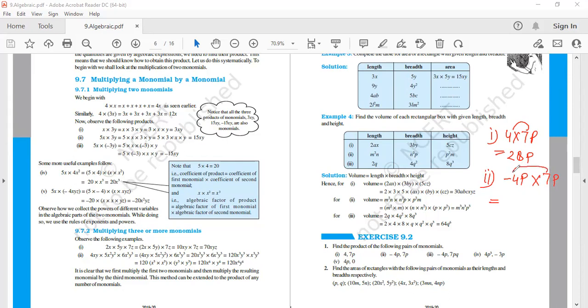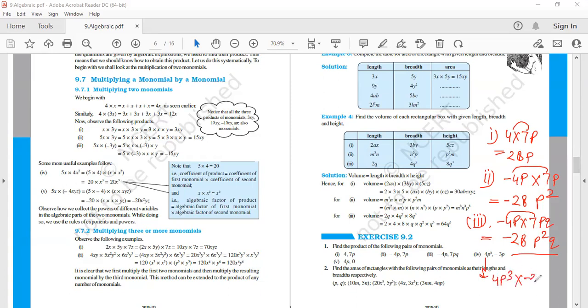And second part, minus 4p into 7p. It's very easy, 7 4s are 28, but keep in your mind there is a minus sign, so minus 28, and p into p will give you p square. Third part is minus 4p into 7pq. It will give you again 28, and p raised to power 2, and q is still 1, only one variable there. So that's why p square q.